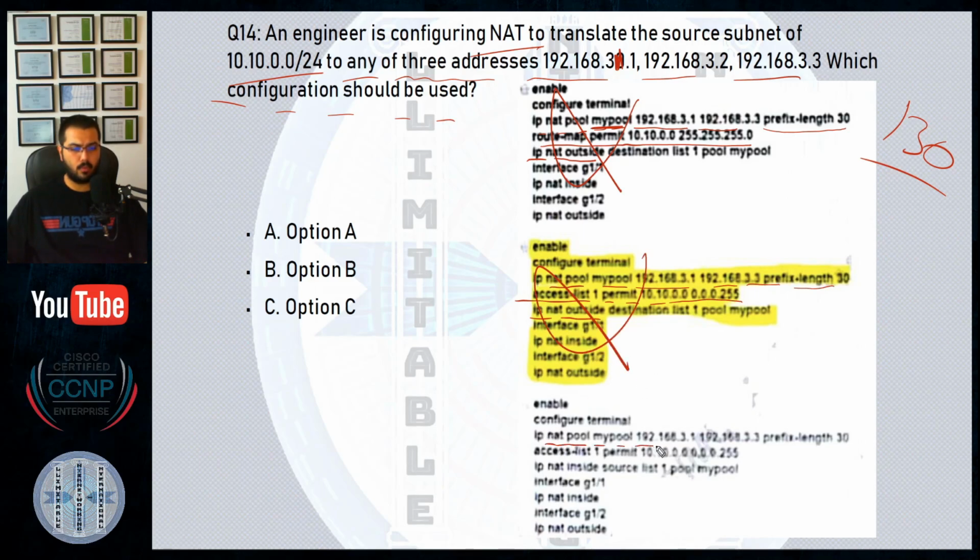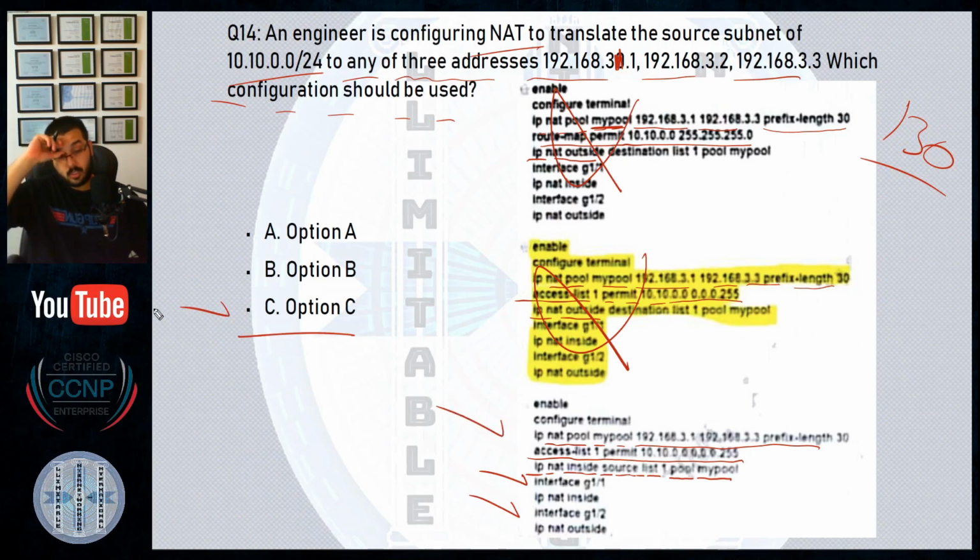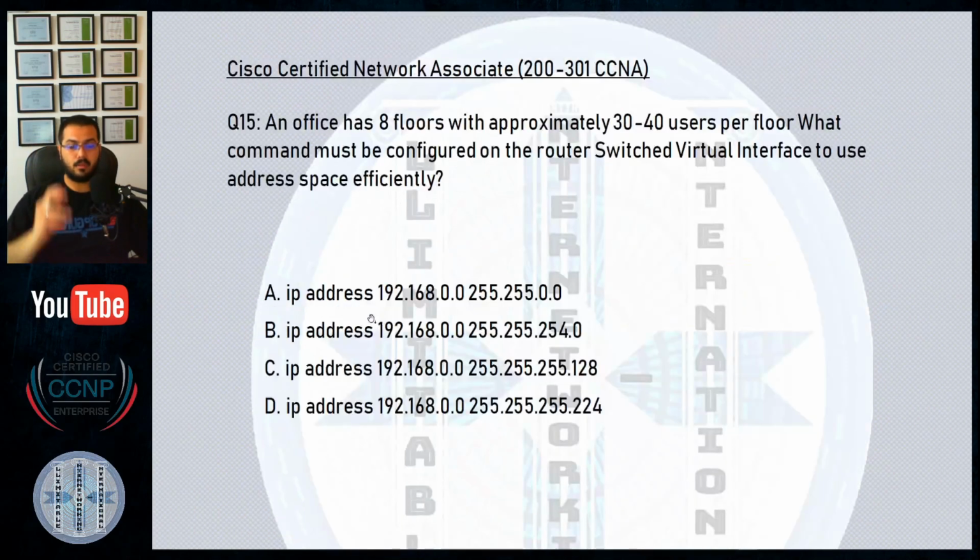ip nat pool my pool, this one the same pool, and an access list 1 expressing the same thing. IP NAT for the inside, which is sourced from access list 1, and translates that for the addresses inside the pool that is called my pool. An interface inside, an interface outside, and C currently is the best one to choose. If there is D, then I believe D might be more specific, but there are only 3 choices here.